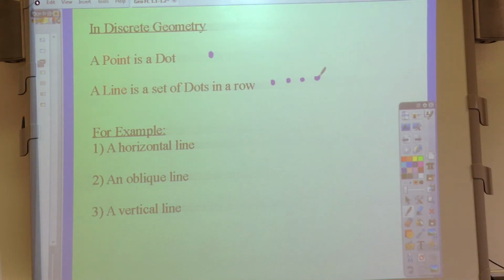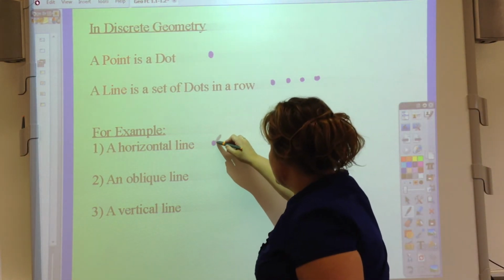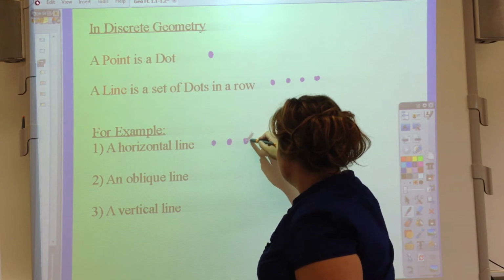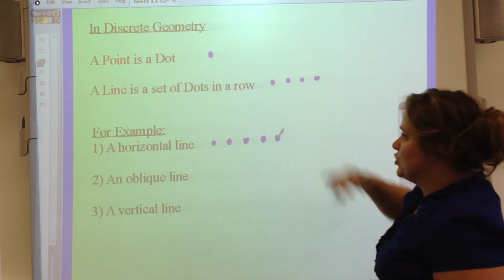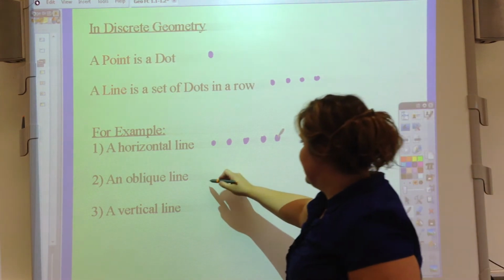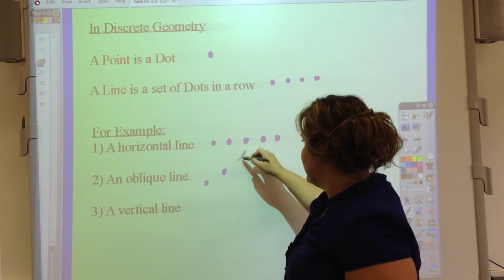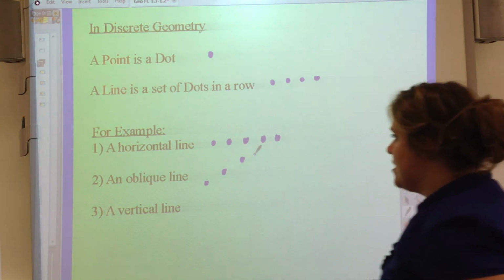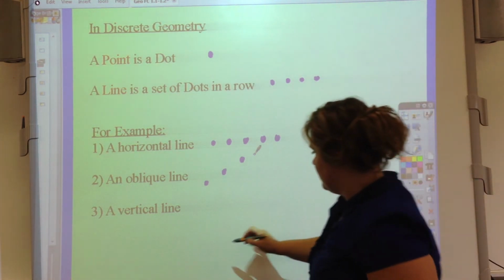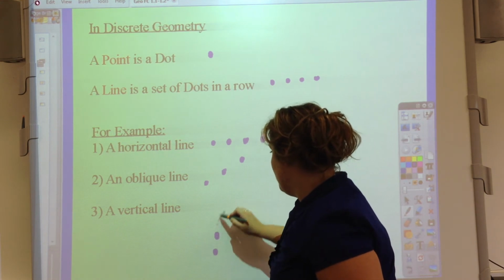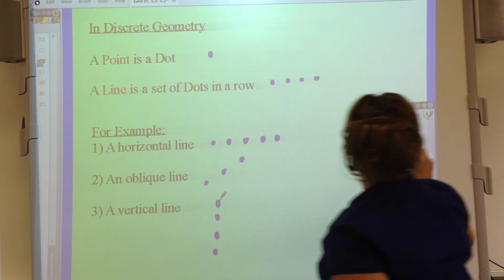A horizontal line is a set of dots in a row that is horizontal, kind of similar to the one I just drew. We want to keep it as linear as possible, but it's just a set of dots in discrete geometry. An oblique line will look like an oblique line that we're used to seeing. It's just made with a set of dots. And a vertical line is, of course, up and down, a vertical row of dots.